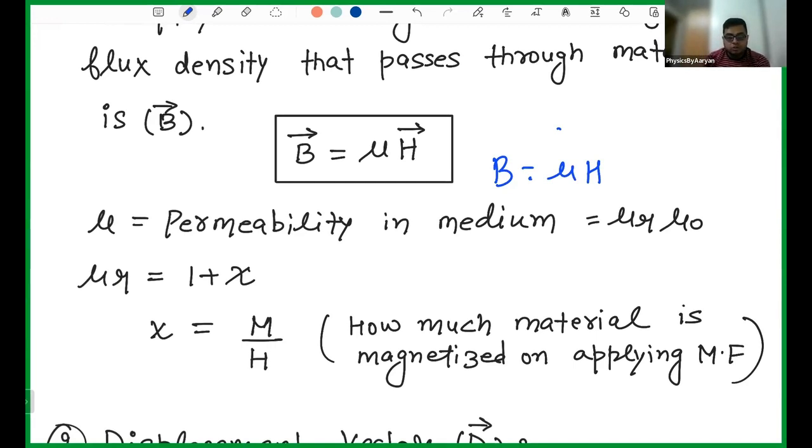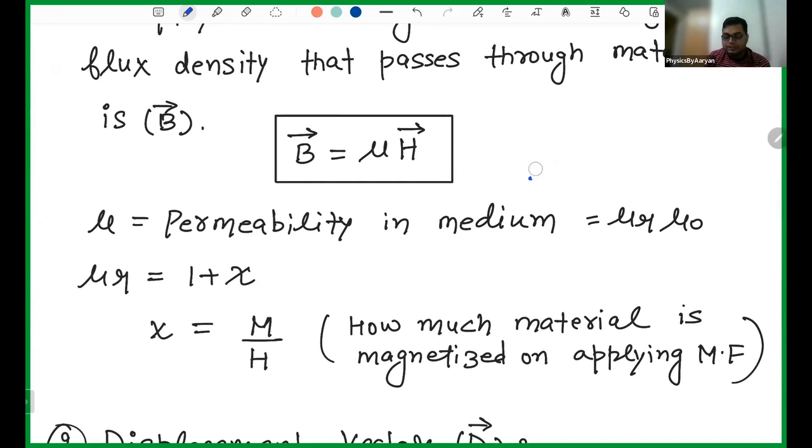And it is equal to nu R into nu naught. I already told you, nu is equal to nu R into nu naught. And nu R is given by 1 plus chi. All these formulas are important. I'm telling you beforehand that questions have actually come from this formula as well. That nu R is equal to 1 plus chi, where chi is the susceptibility.